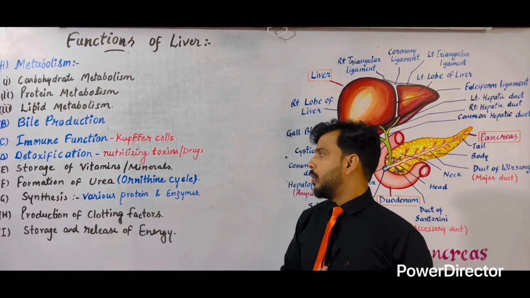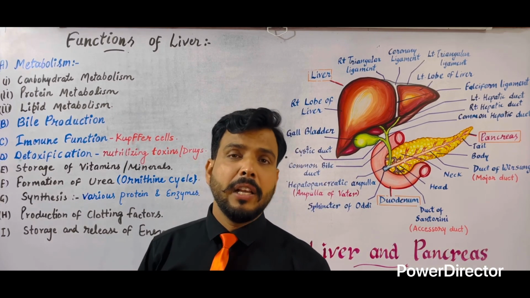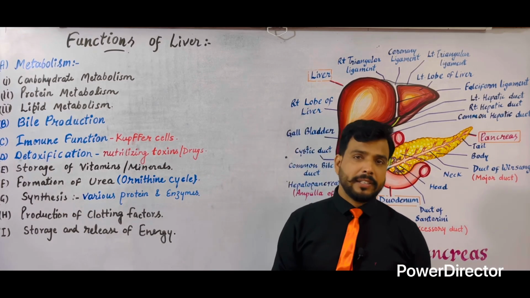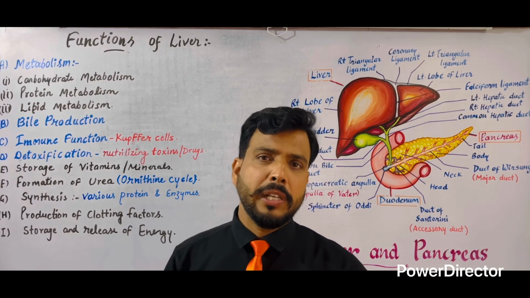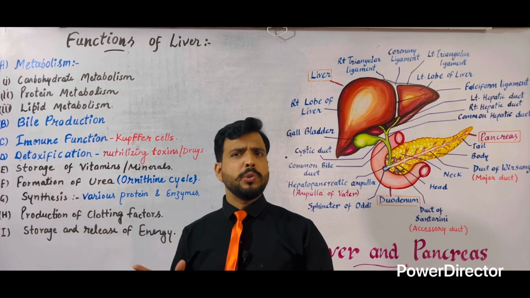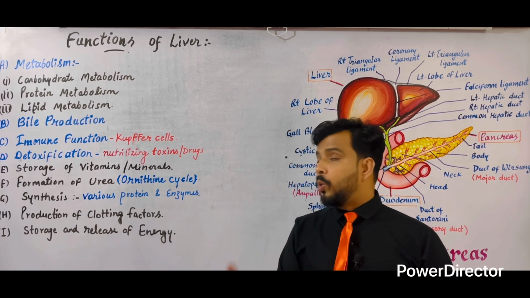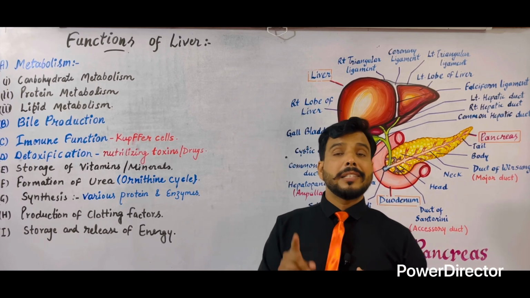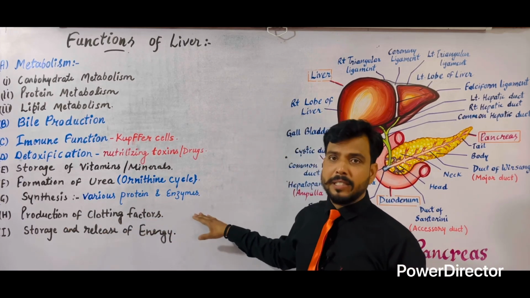Next is synthesis of various proteins and enzymes. Various proteins and enzymes which are required in our body are synthesized inside the liver. Another function is production of clotting factors. As we know, blood clotting is an important process that takes place in our body. Whenever we are injured and bleeding occurs, after 7 to 8 minutes a blood clot forms, which requires different coagulation factors, and these coagulation factors present in the blood are synthesized inside the liver. So the production of clotting factors takes place inside the liver.